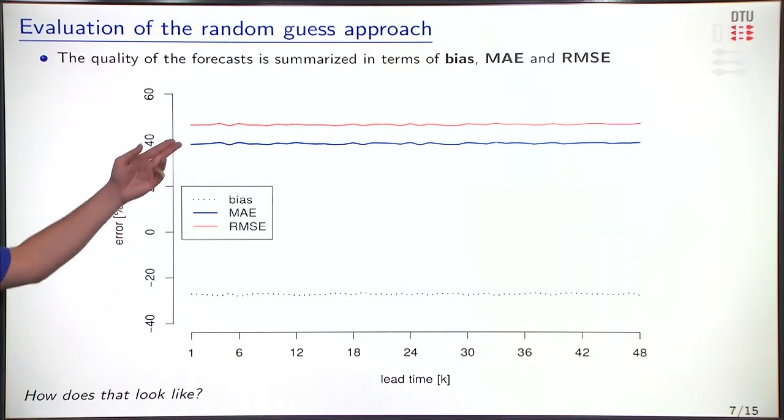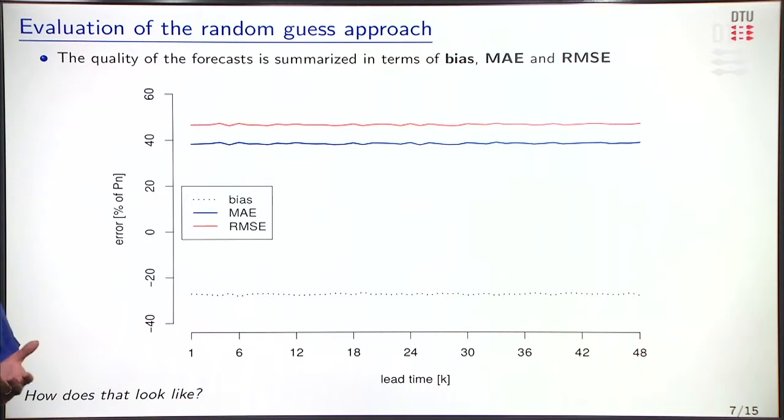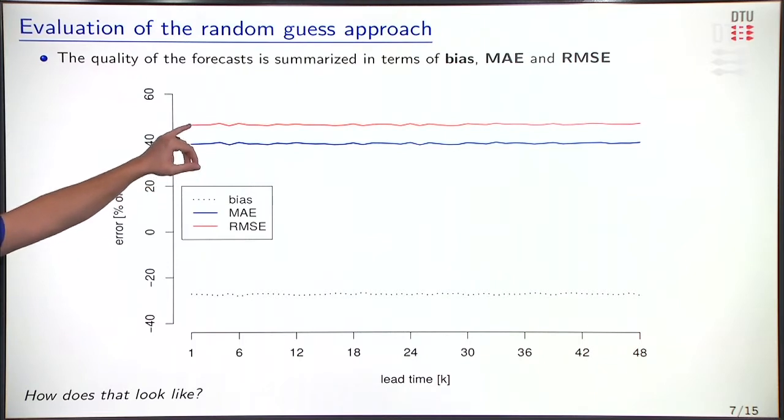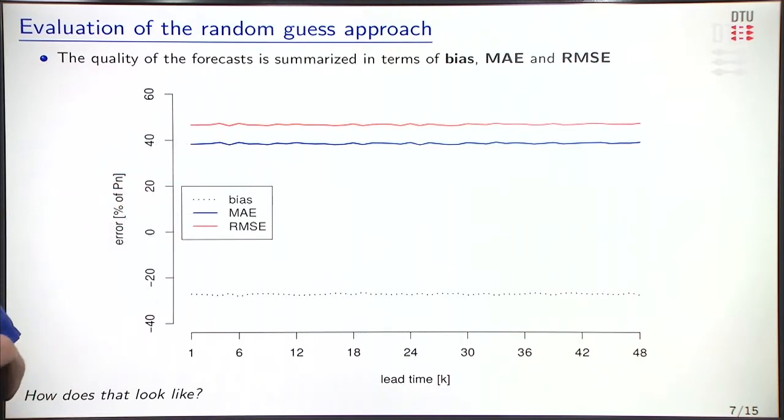We see that effect also for the mean absolute error and the root mean square error. The lines are flat and are actually at a very high level. The mean absolute error is at nearly 40% and the root mean square error is at nearly 50%. These are very, very high values. It doesn't look like the random guess approach is a very good one, so I would suggest that whatever forecast strategy you design, you should beat this random guess approach.